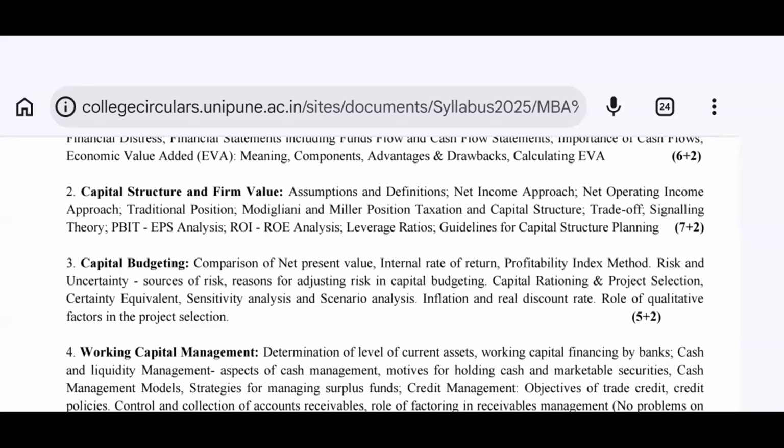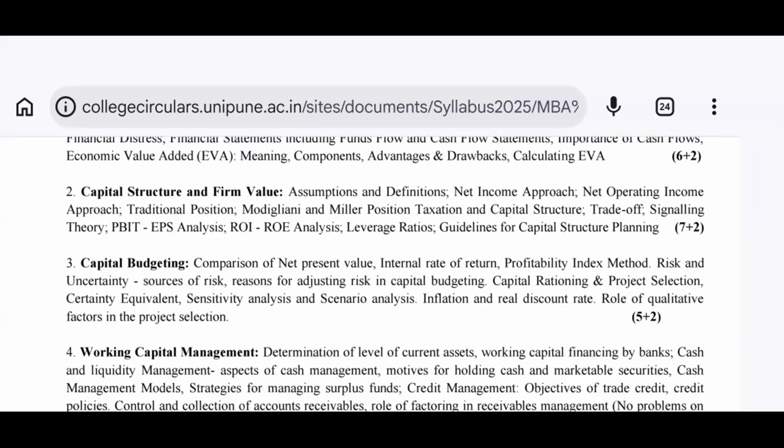Then there are some traditional financial scientists like Modigliani and Miller. They have proposed different positions like taxation, trade-offs, and signaling. So, we are going to study all these three theories. And throughout AFM, Modigliani and Miller are the most important people who contribute to 2 units of your syllabus.